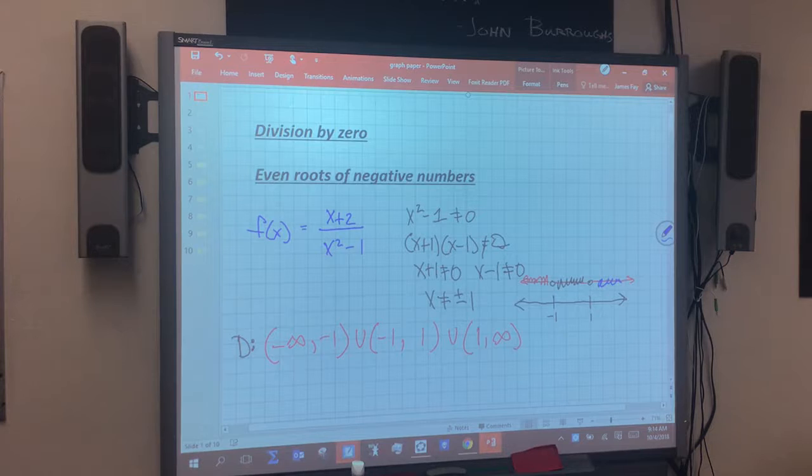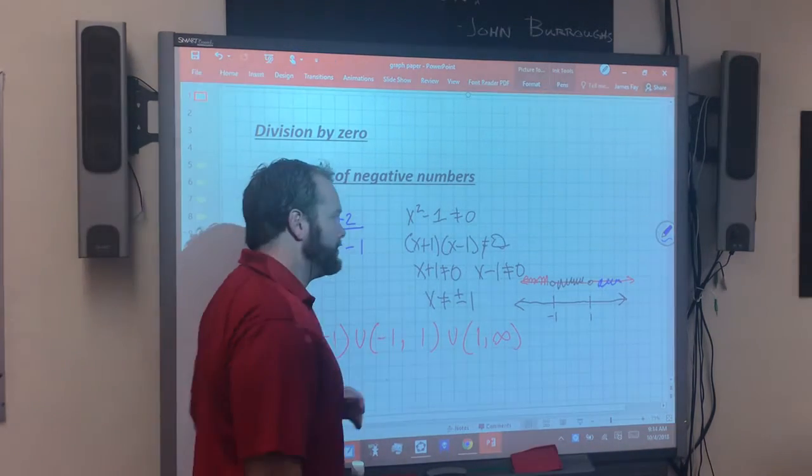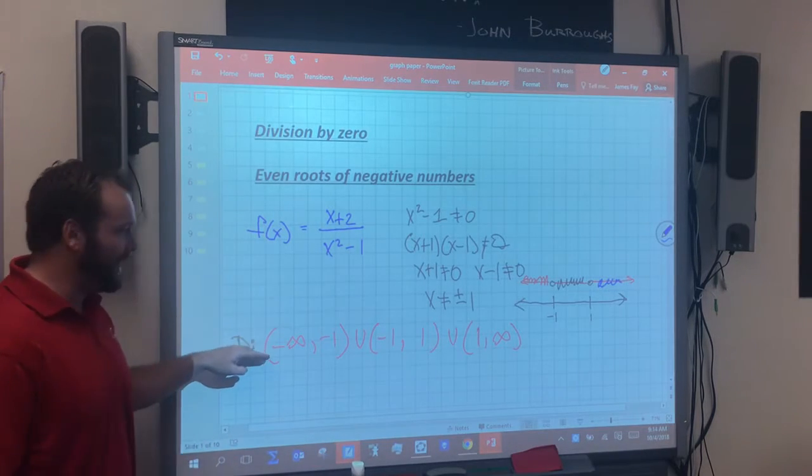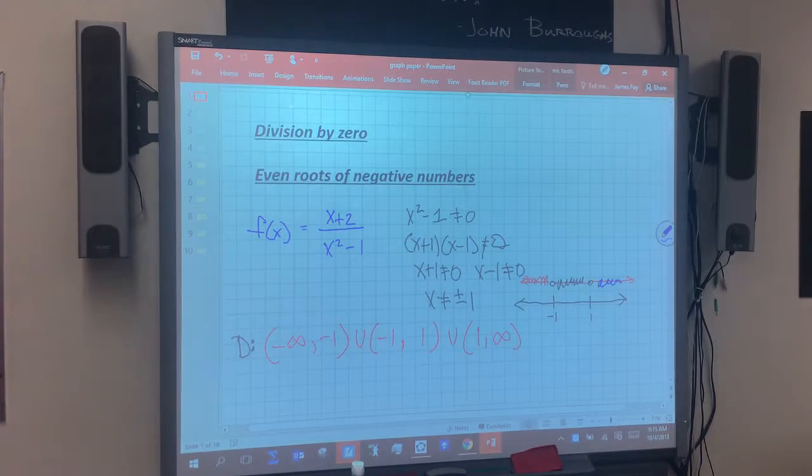So here's the thing. If I've got 2 values that I kick out, think about what happens to your number line. It breaks your number line into 3 intervals, right? If you had 3 numbers that you had to kick out, it would break your number line up into 5 intervals. Okay? So the more numbers we have to kick out, the individual numbers like this, these domains written in interval notation might get lengthy.